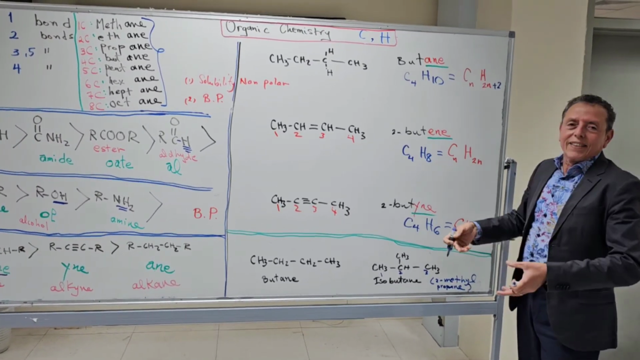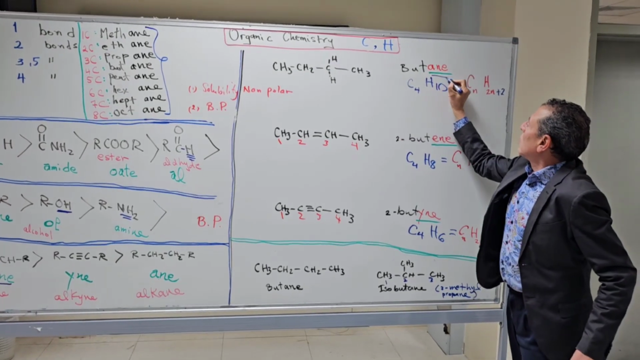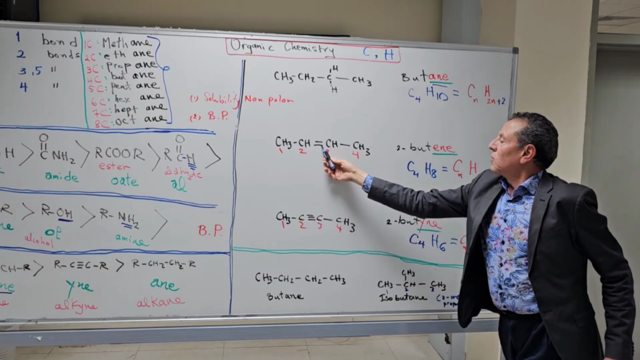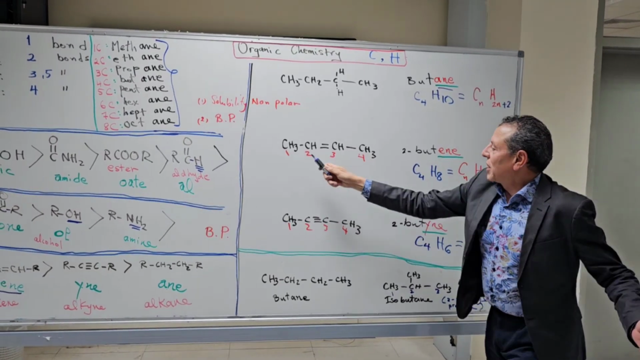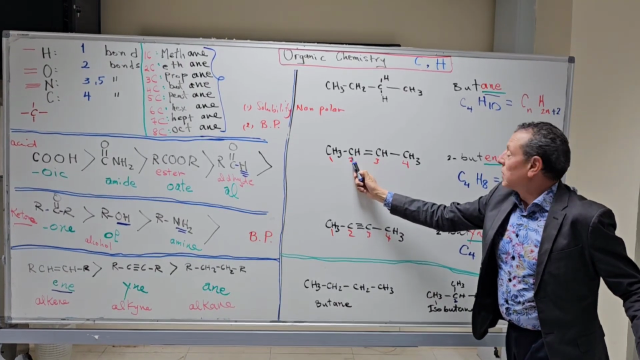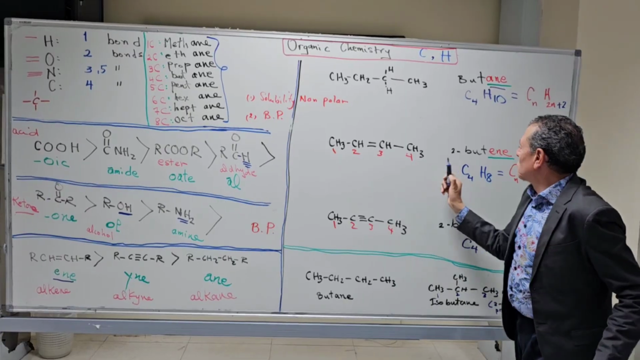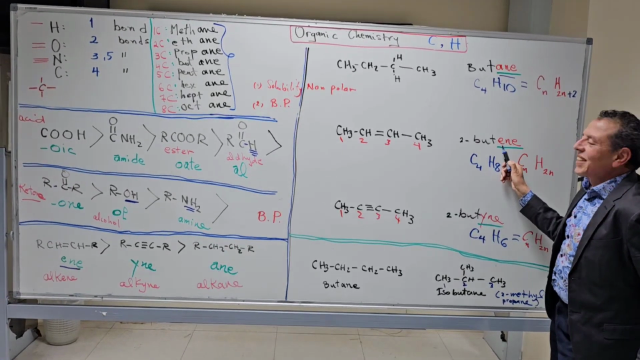Then you can practice. First, you make the nomenclature, ANE. What about if it contains a double bond? Then you make the numbering with the lowest number. So the lowest number is 2. Then you write 2, because the double bond starts from 2. Then you say 2-butene, ENE.